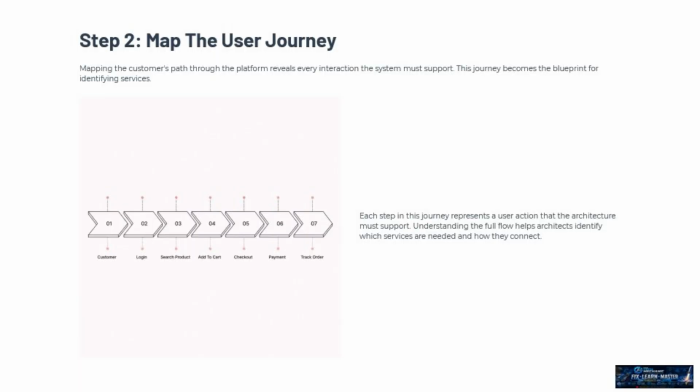Now that we've gathered the requirements, the next step is understanding how users will actually interact with the system. This process is called mapping the user journey. Think like a customer visiting Amazon for the first time. The customer logs in, searches for a product, views details, adds the product to the cart, completes the checkout process, makes a payment, and then tracks the order.